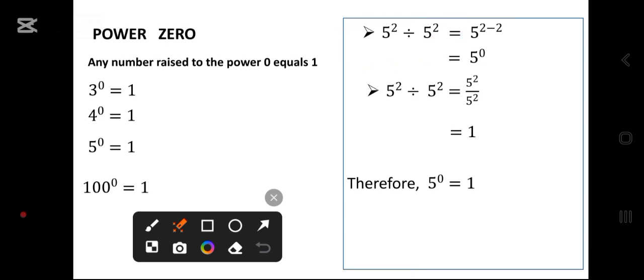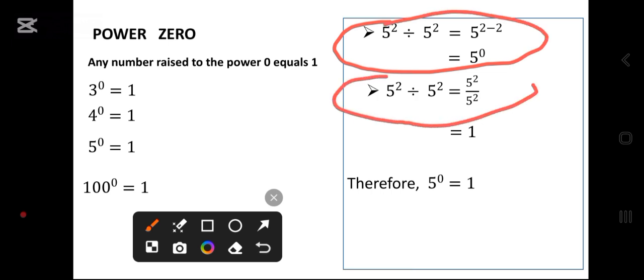According to our division law, we take one of the base and do subtraction of the powers. So 5 raised to the power 2 minus 2. 2 minus 2 will give us 0. So 5 raised to the power 0. We can express this now as this to get what we are looking for.